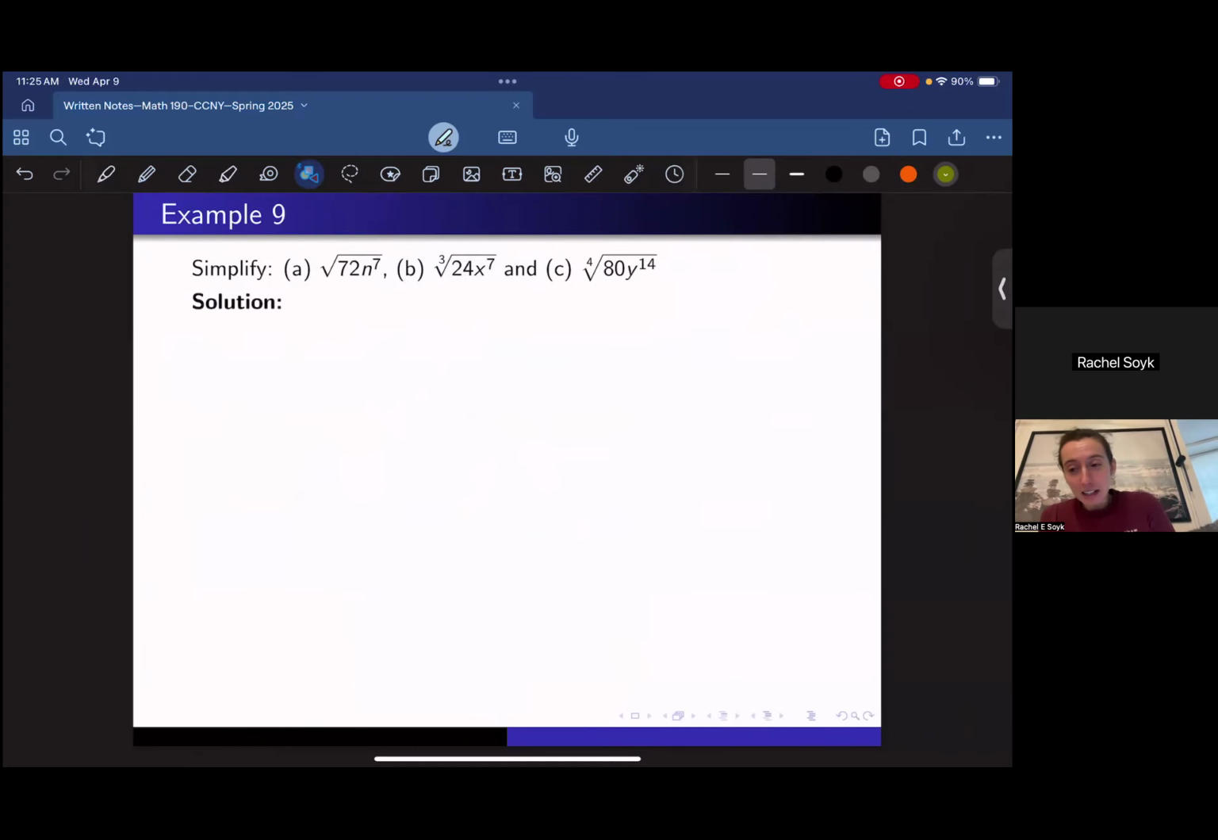Let's look at example 9 together. Another 3 parts.